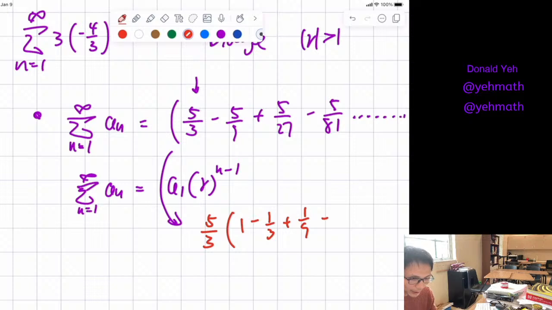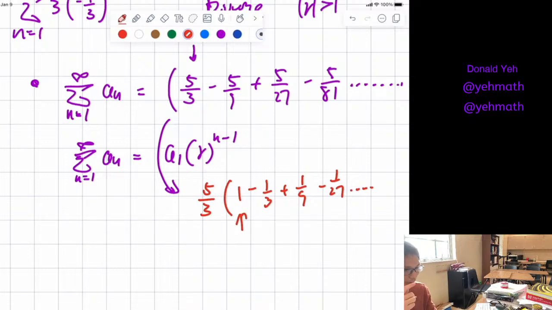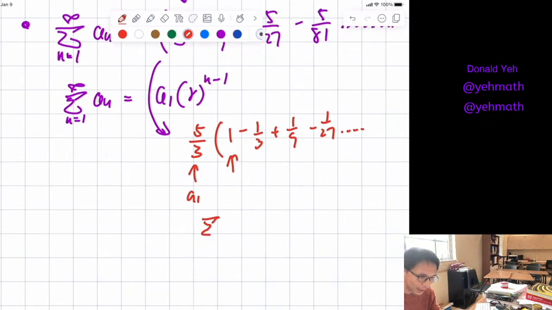1/9 minus 1/27 and so on, right? Because you want n equal to 1 to give you the first result, which is a1. So you can rewrite it as the summation from n equal to 1, and 5/3 is your a1. R is going to be what? Negative 1/3. Good.